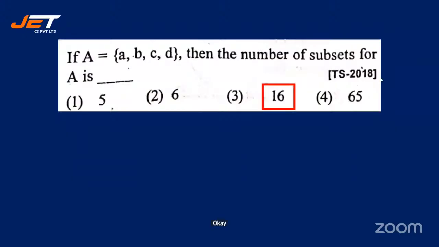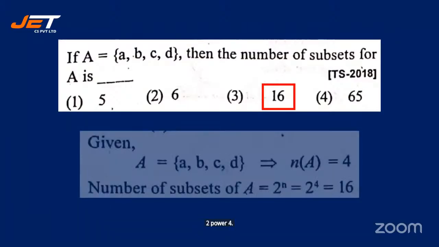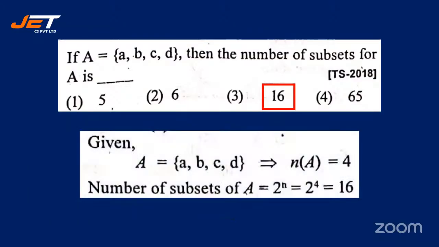Okay. It is 16, 2 power 4. Yeah. So A is equal to {a, b, c, d}, which implies n of A is 4. So the number of subsets of A is 2 power n. The formula is 2 power n for subsets. So it is 2 power 4, which is 16. Right. Now let's see who all have given the correct answers.